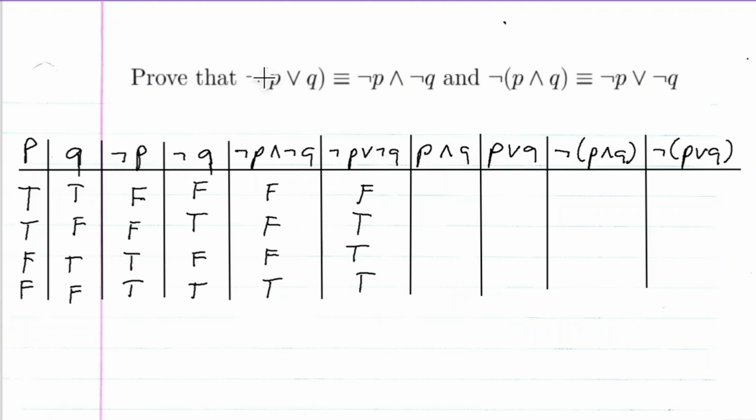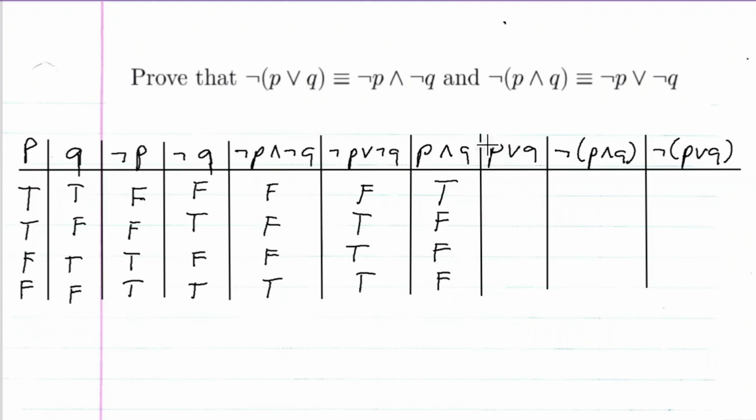Now we've got to get this not P or Q and this not P and Q. So first we've got to do P and Q and P or Q, and then apply the not function onto it, right? Okay, so let's see, what can we do here? So P and Q, we're going to look at these two columns here. So true and true is true. True and false is false. False and true is false. False and false is false.